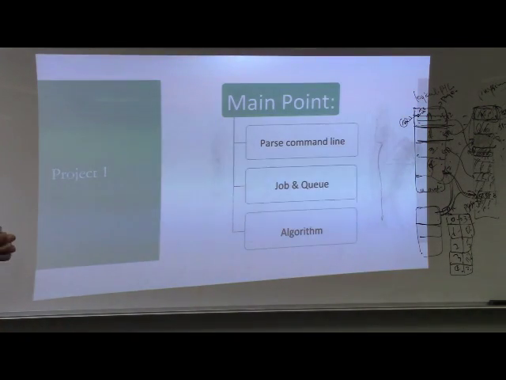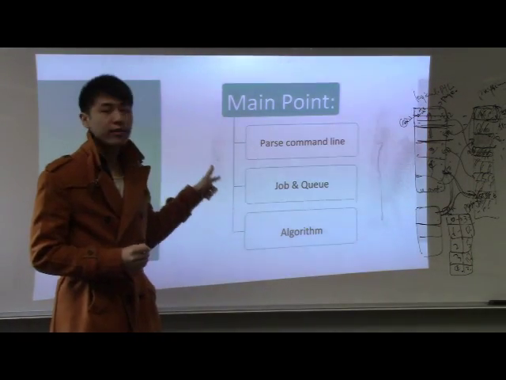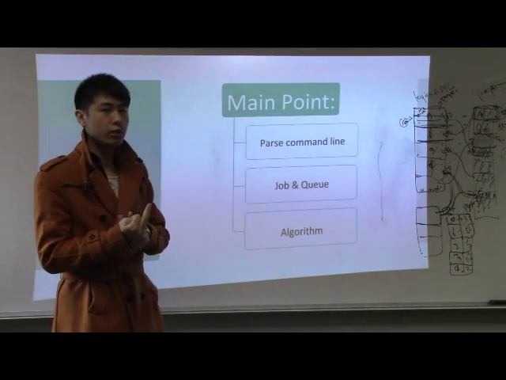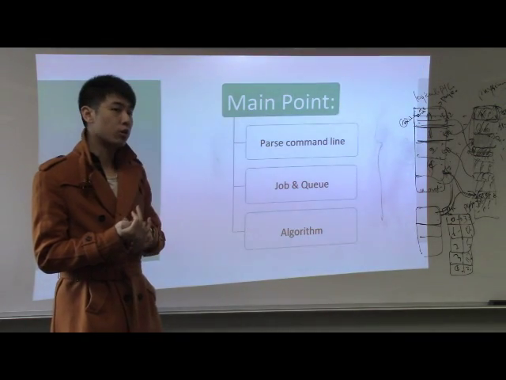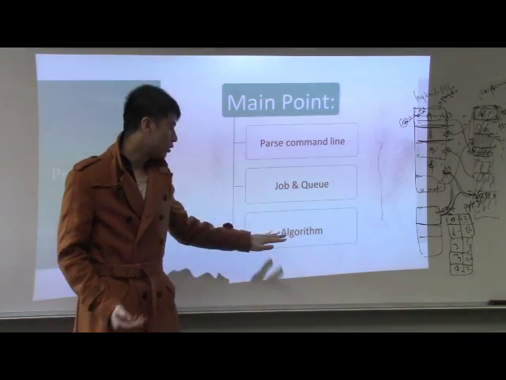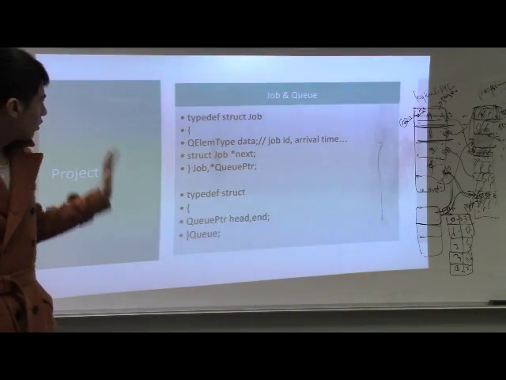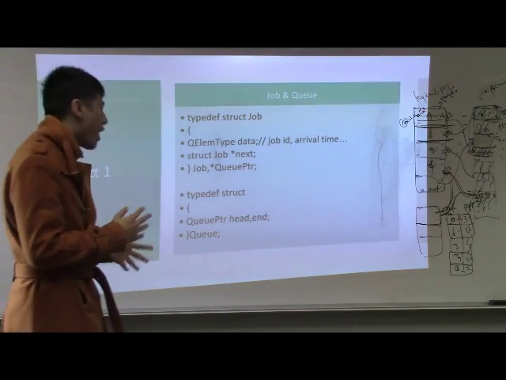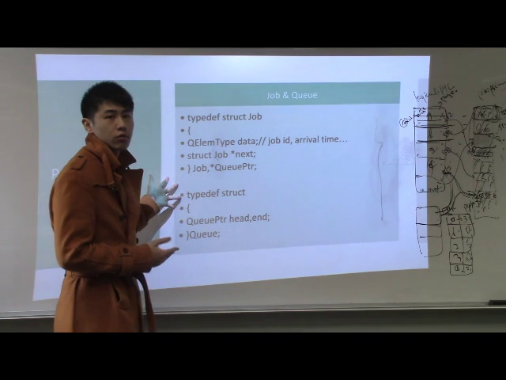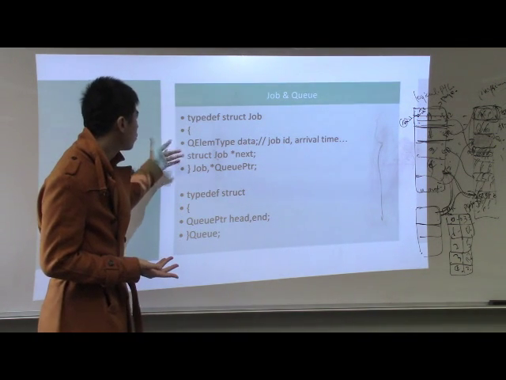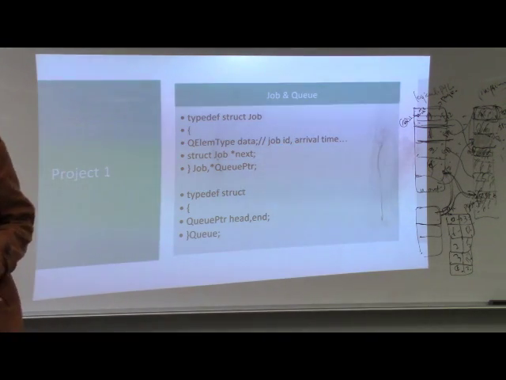And there are some main points. The first, you need to analyze the command line and the input and read jobs. And second, you need to create the jobs and the queue. And the most important is the algorithm, of course. Here is my idea about the job and the queue. I use a singly linked list for the queue, and each node is a job. You don't need to follow me, you can create by yourself.